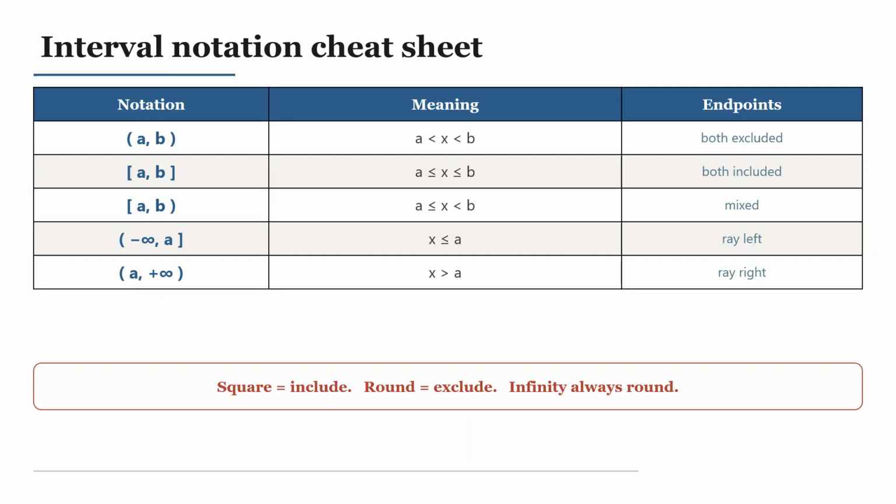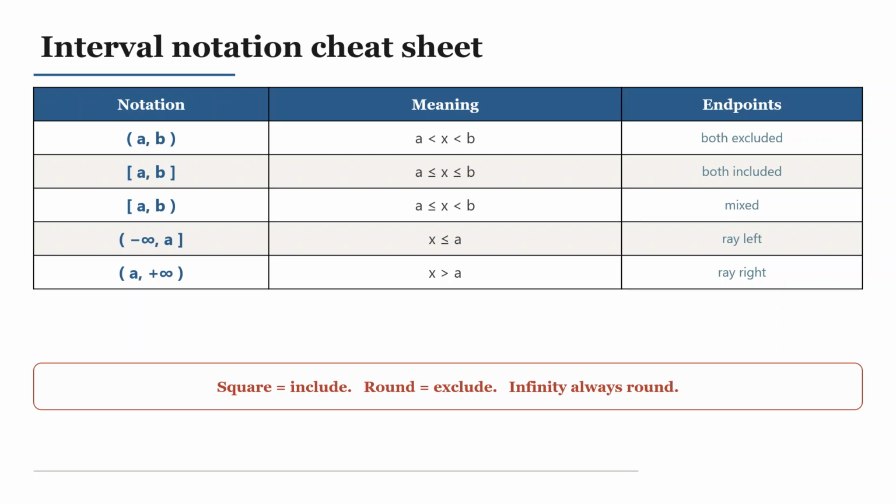Interval notation is shorthand for what set x lives in. A round paren means the endpoint is excluded. A square bracket means the endpoint is included. So (a, b) is strict on both sides: a is less than x is less than b. [a, b] is inclusive on both sides. Mixed forms like [a, b) are common, closed on the left, open on the right, meaning a is less than or equal to x is less than b.